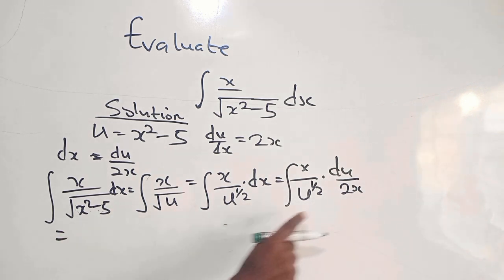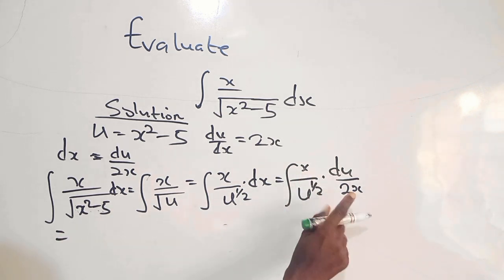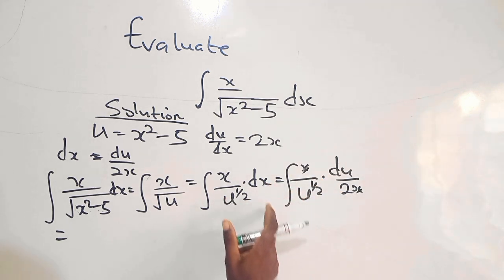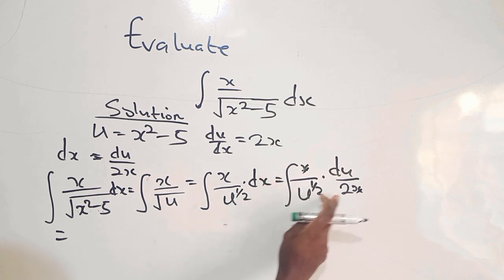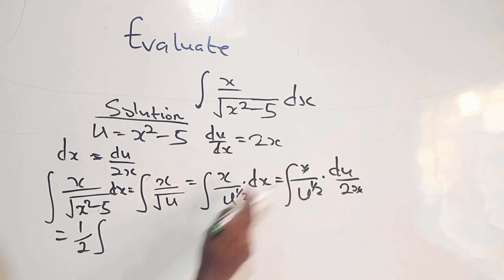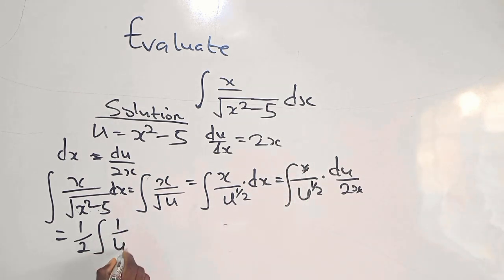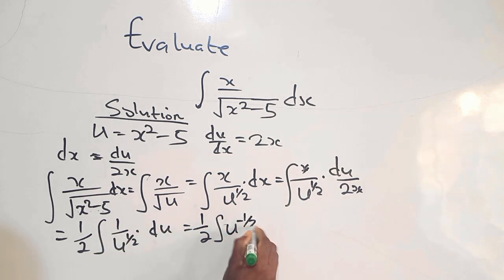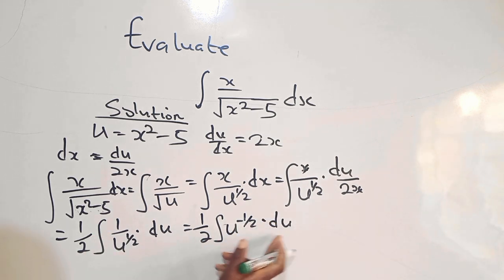So from here now I can look for what is common. I can say x is common and cancels out, and I can factor out the constants, which is 1 in this case, and here I have 2. So I have 1 over 2 integral of 1 over u raised to power half du. To integrate this, I can write this as 1 over 2 integral of u raised to power minus half du. So I can integrate this with respect to u now.